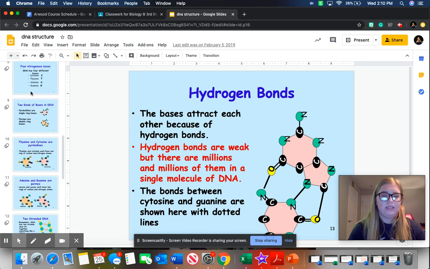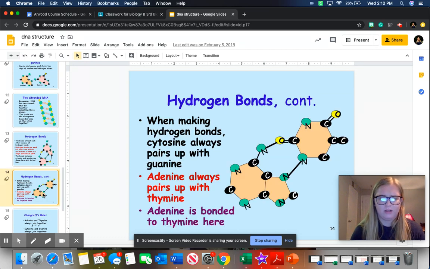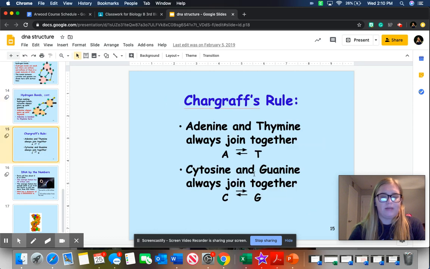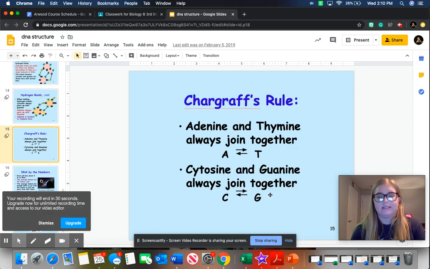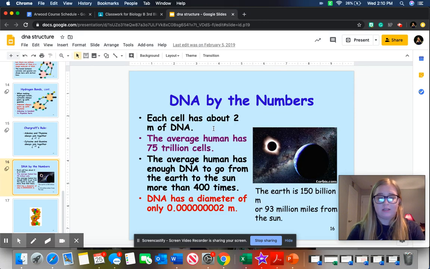Also, of these, we'll talk about it later. So when making bonds, cytosine, so the C, always pairs with a G, and then the A always pairs with the T. So that'll help you out to remember that. So A and T are always together, and C and G are always together. That's also Chargaff's rule. And then each cell has about 2 meters of DNA, and the average human has 75 trillion cells. So that's a lot of DNA. I hope this helps.